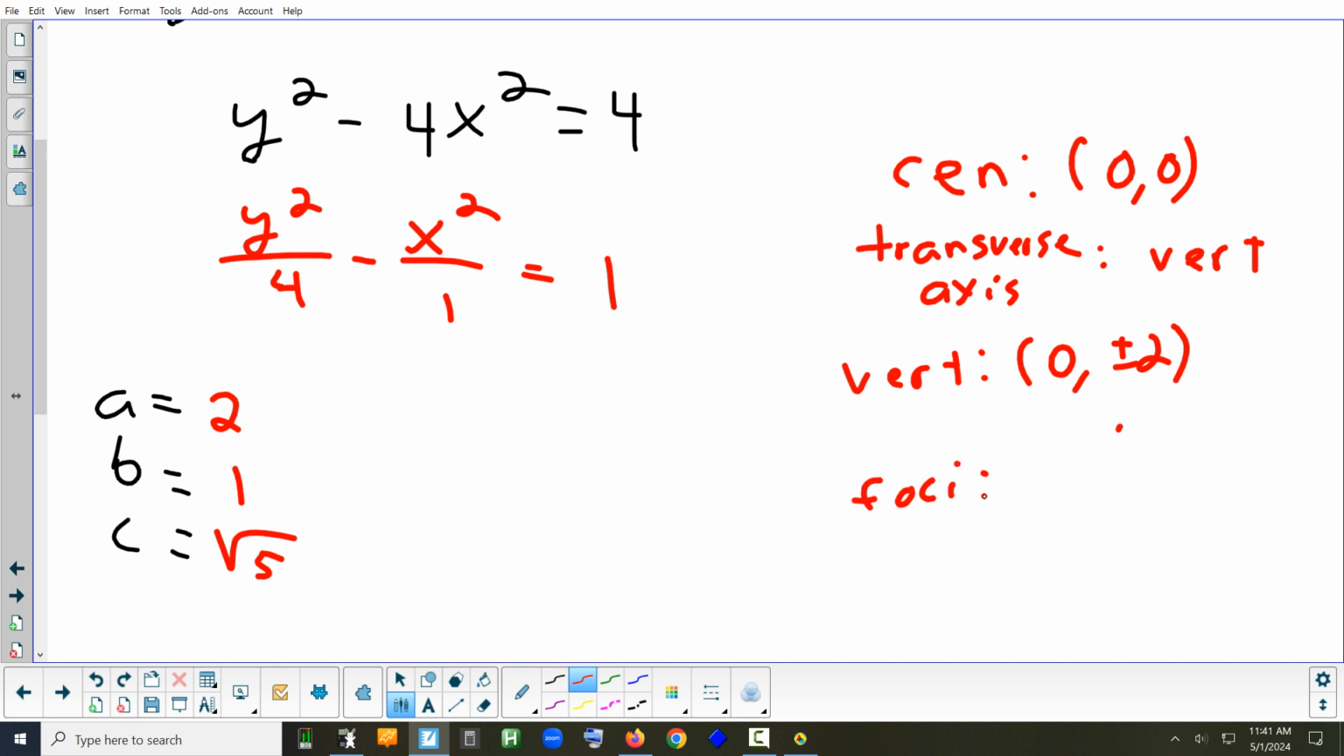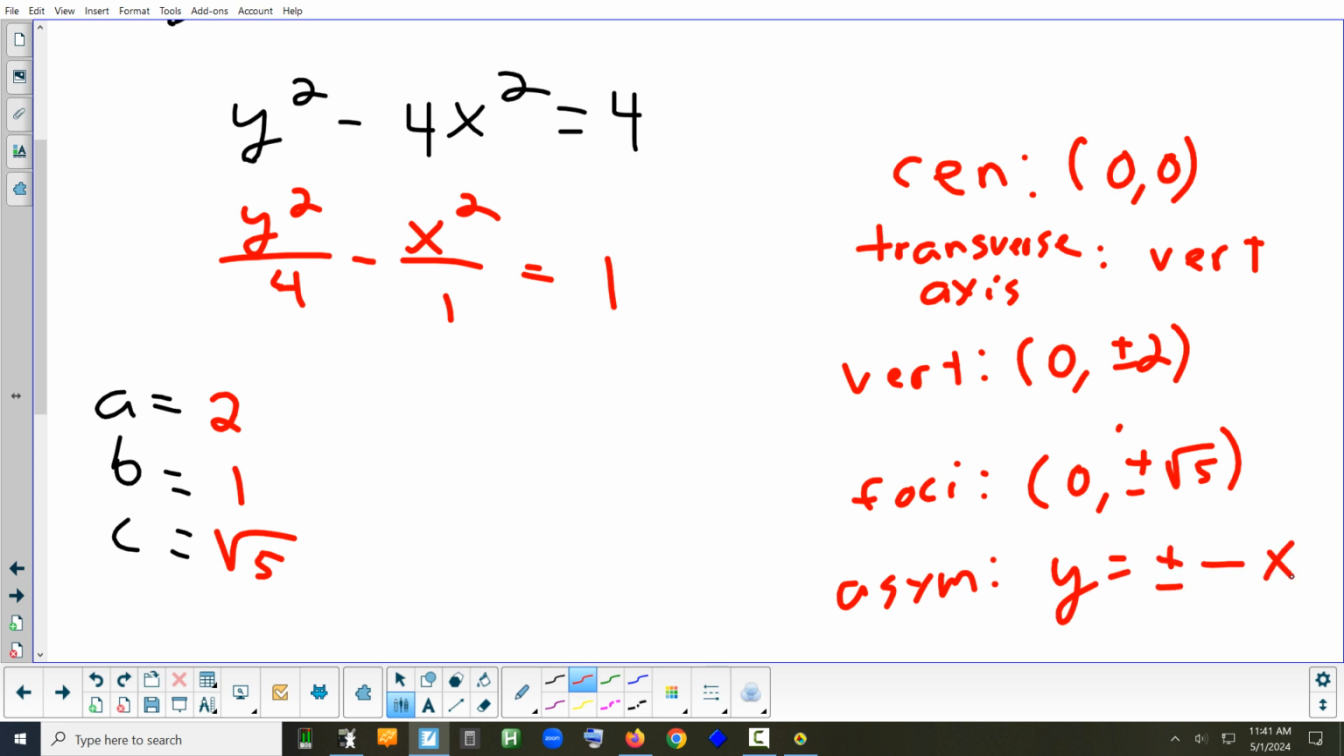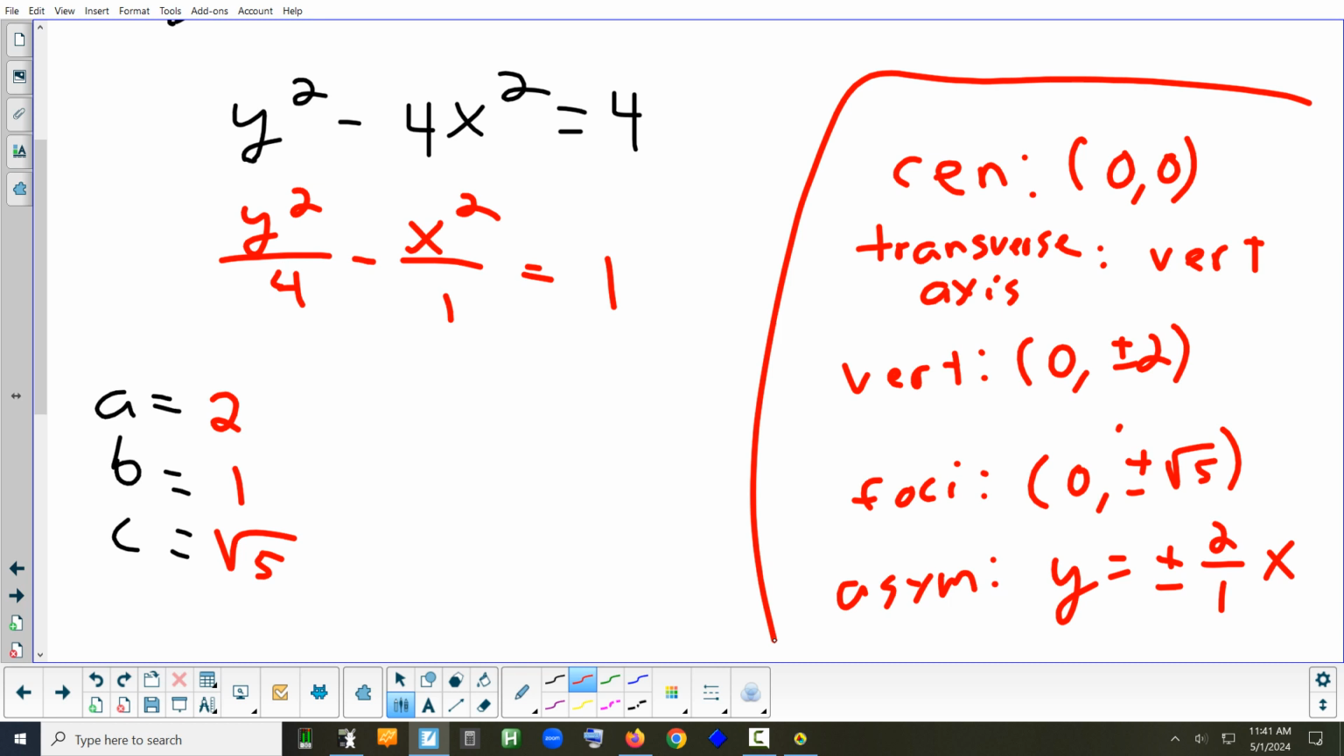What are going to be my foci? 0, plus or minus square root of 5. Yep, square root of 5 units above and below the center. And the asymptotes. Is it 2? Or 2 over 1? Yeah, vertical is a over b, which is 2 over 1. So really, it's just y equals positive or negative 2x. And that's everything. Any questions on that one?